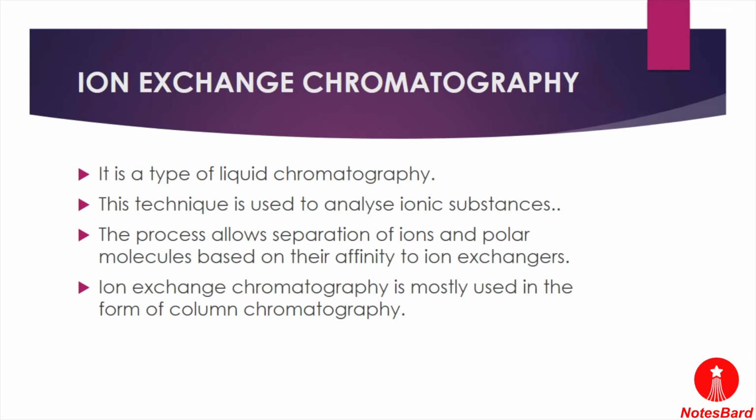In this method different ion exchangers are used. We know that there are two types of ions: cations, which have a positive charge in their structure, and anions, which have a negative charge. Ion exchange chromatography is mostly used in the form of column chromatography.